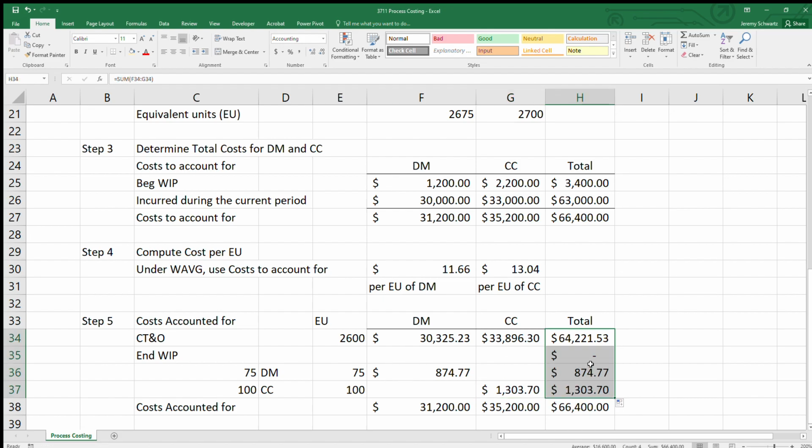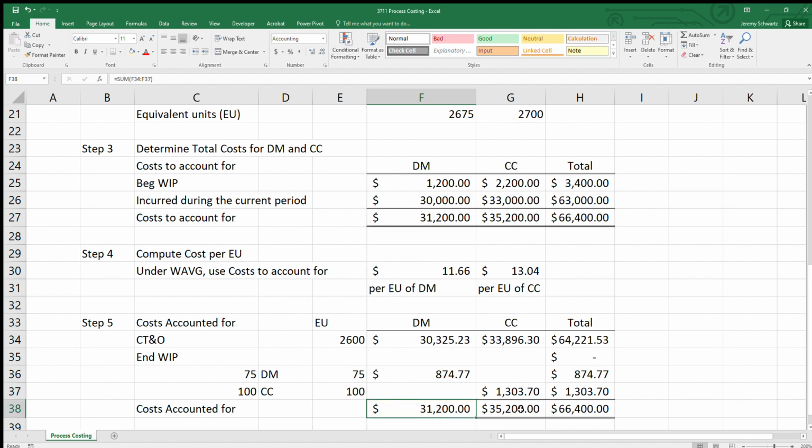Calculate these formulas all the way through, and we see that we have explained or accounted for all of the costs that we needed to have accounted for. So the cost to account for, 31,200 for direct materials, 35,200 for conversion costs, and total of 66,400.